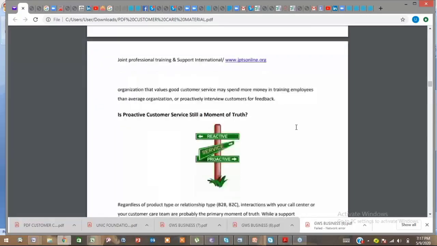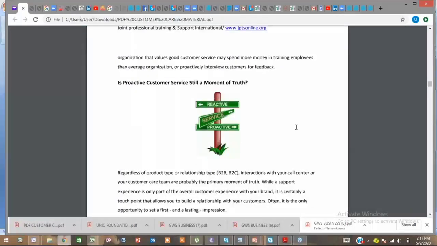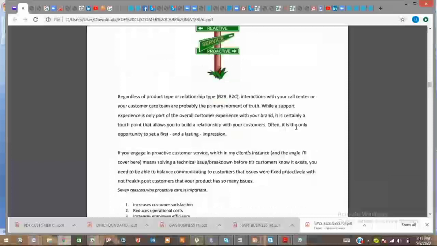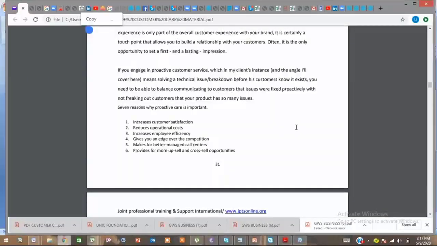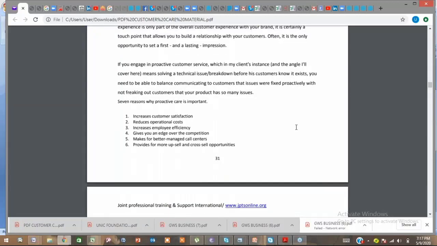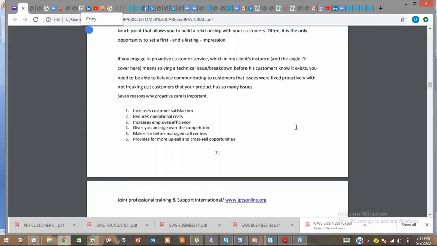Still on a moment, we talked about reactive service and proactive service. Seven reasons why proactive care is important. Proactive is before anything happens, before what is anticipated happens, actions that are taken.